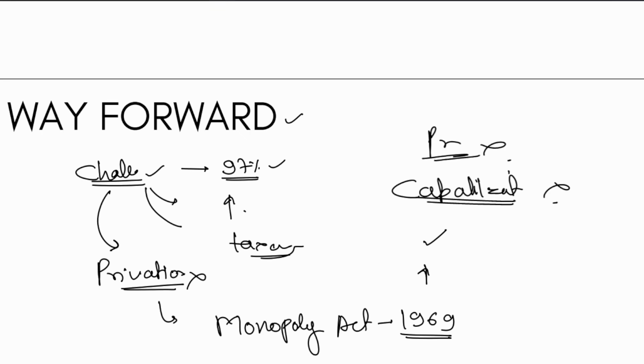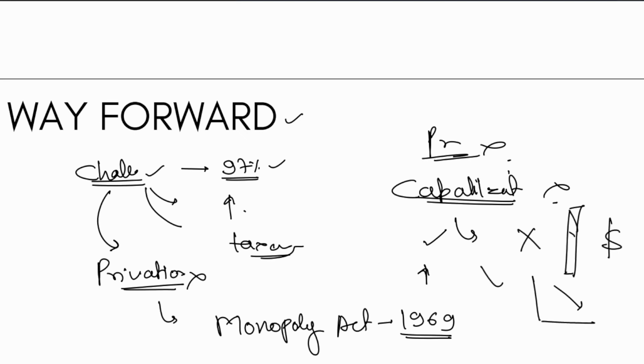So what happened? This stopped the growth of the country. It stifled the growth of the country and resulted in the concealment of income and wealth. People did not tell that they have this wealth. There was a lot of black money. The growth also dropped. India had to take loans from IMF and so on.